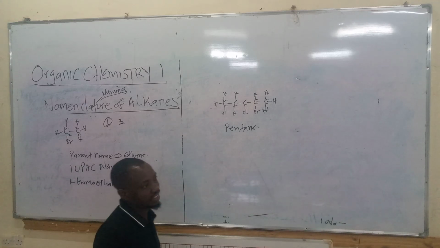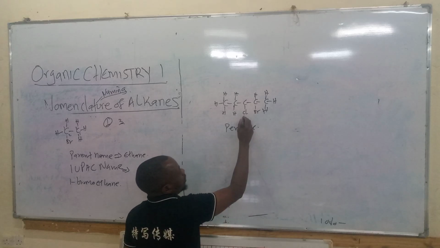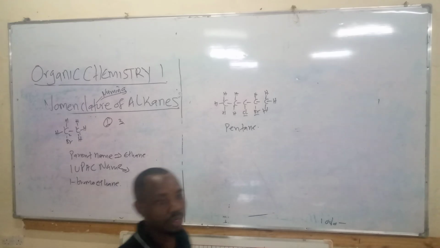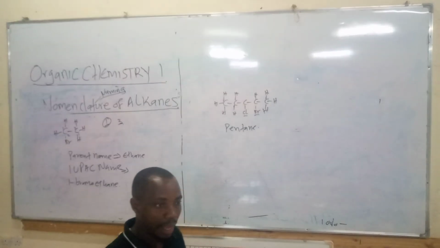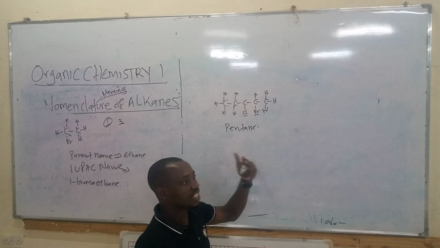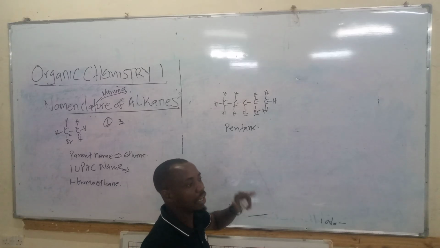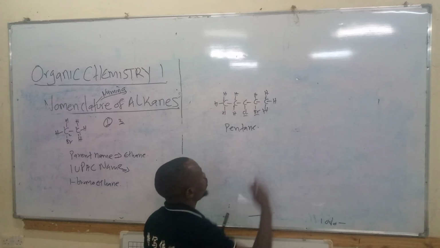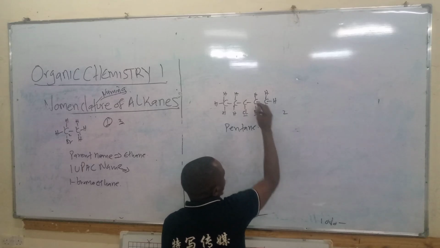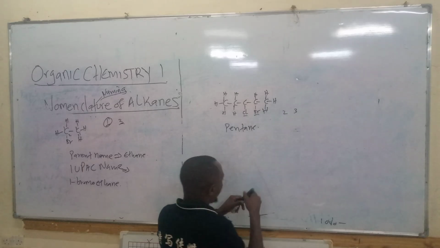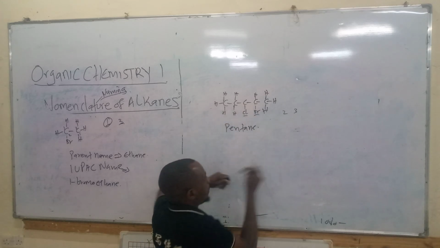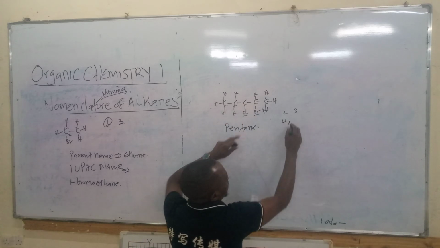Then we need to look at how many substituent groups are attached to the main chain. We have chlorine and bromine. Alphabetically, which one comes first? Obviously B comes before C. So we need to check which side, when we begin from, gives the lowest numbers possible. When we begin from this side, bromine is attached to carbon number 2, then chlorine to carbon number 3. When we start from the other side, bromine is attached to carbon number 4, while chlorine is attached to carbon number 3.